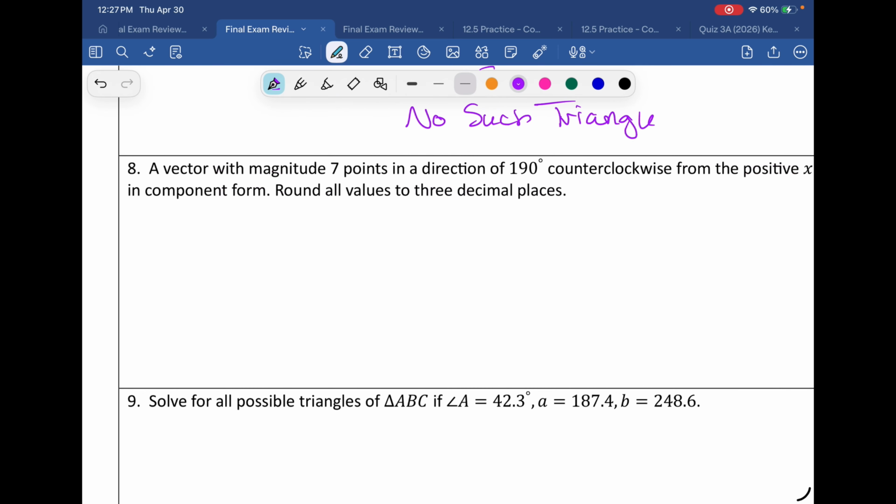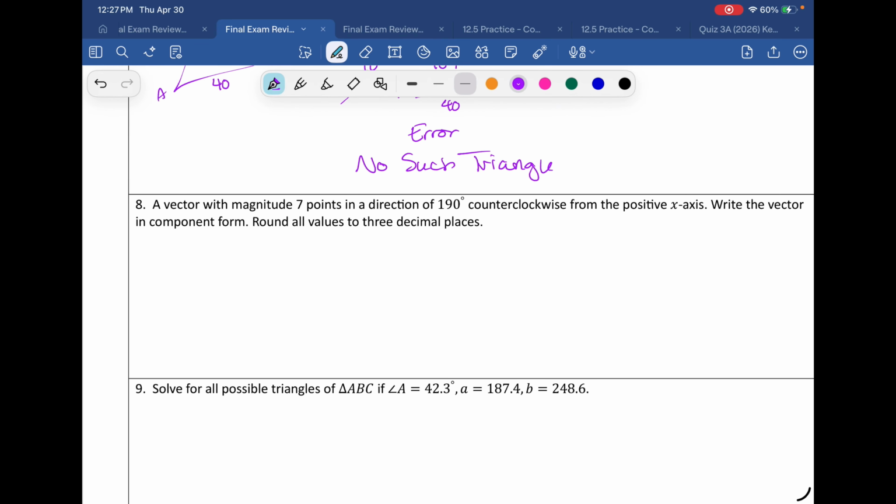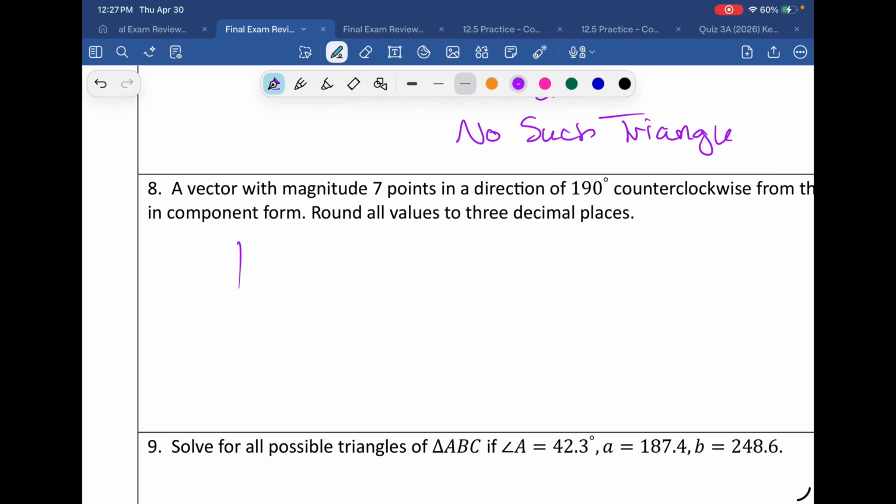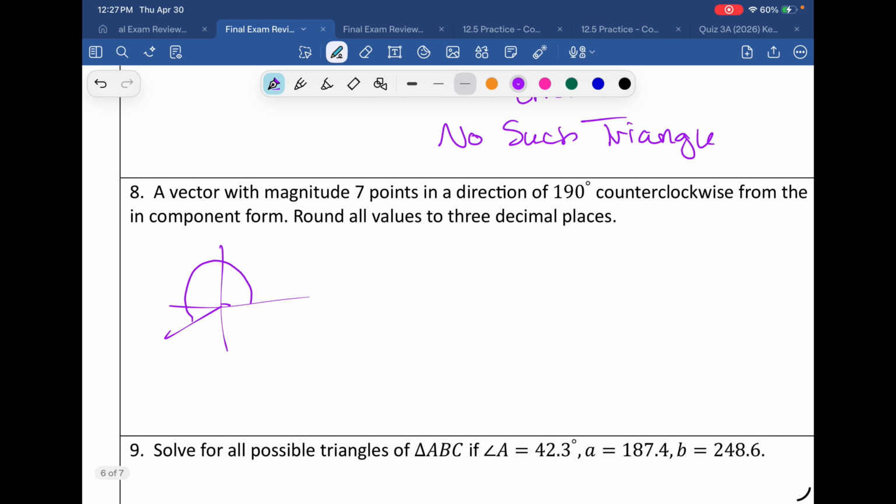A vector with magnitude 7 points in direction 190 degrees clockwise from the positive x-axis. That means it's 180 plus a little bit more. Magnitude is 7. Write the component form. So for components, I need x and a y. X equals magnitude times the cosine of your angle.